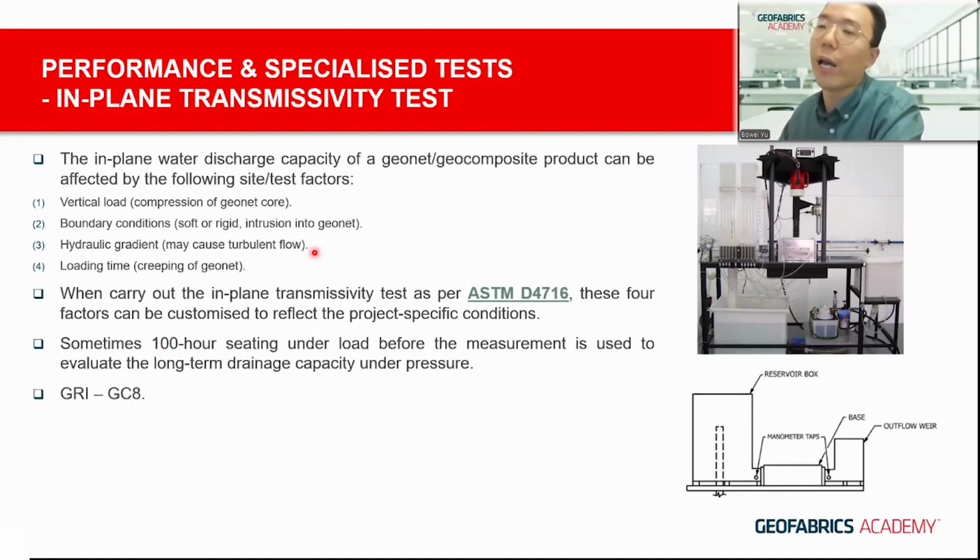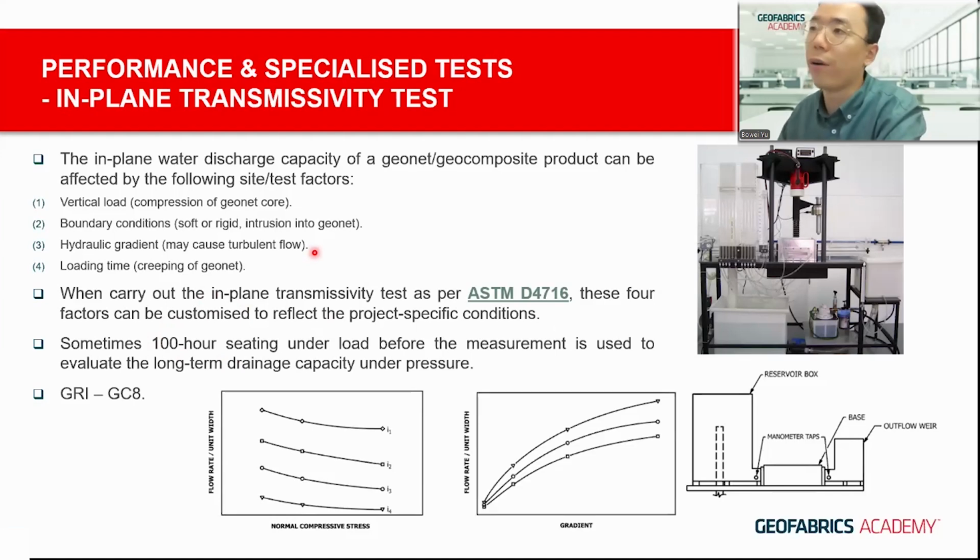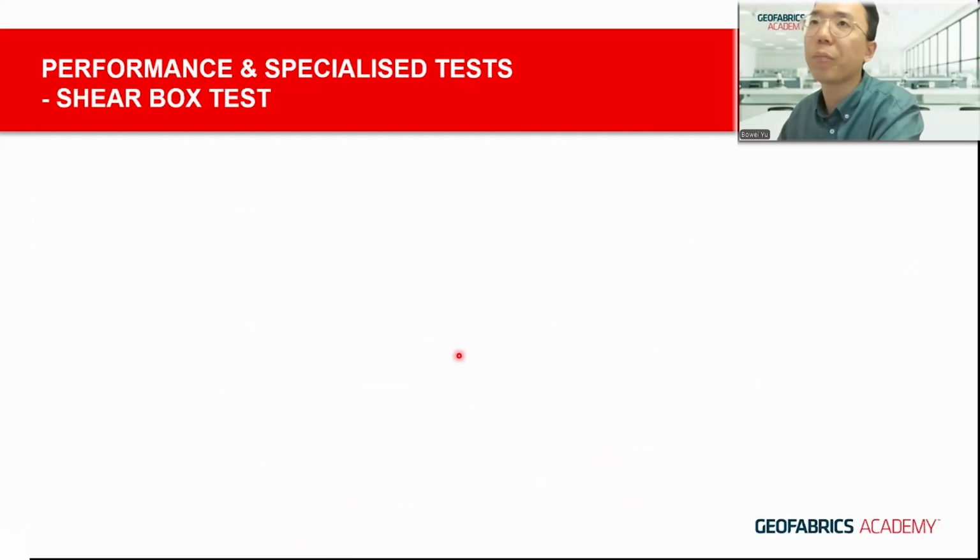And in GCA8, it actually gives some general influence of such conditions on the transmissivity or the flow rates. As you could see here, as the gradient increases, you generally have a higher flow rate. However, I must note the transmissivity may actually get smaller because of the presence of turbulent flow. And in terms of the normal compressive stress, as it goes higher, you would expect a slower flow rate because the compression of the geonet further impedes its flow.